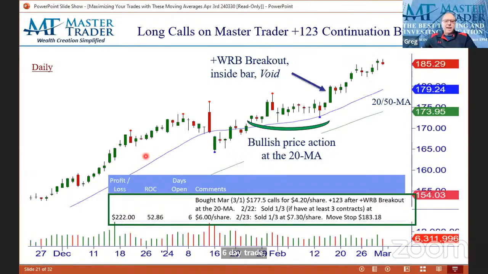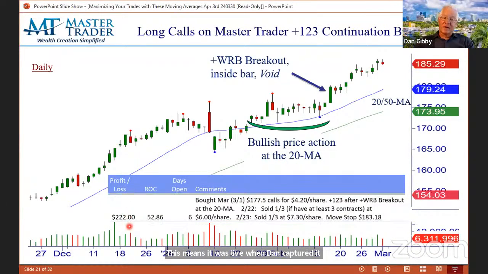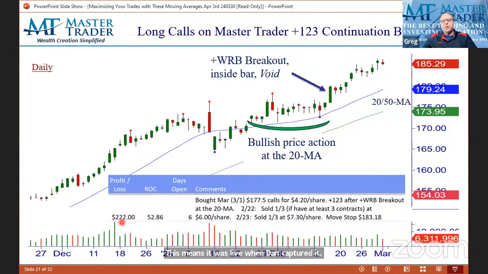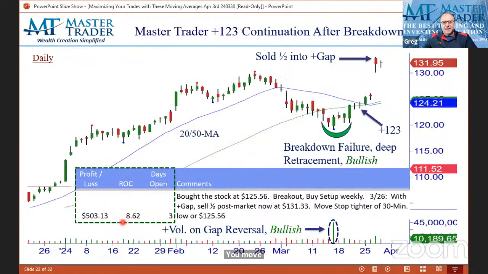I made this box there to point out, why is this white, not gold? Because the gold ones are closed trades, winners or losers. When you go into the member area, you'll see closed trades are colored in that goldish color. This means it was live when Dan captured it. Well, actually the dollars are here, so it was live. You didn't move it over yet. Okay. Once he moves it over to close.